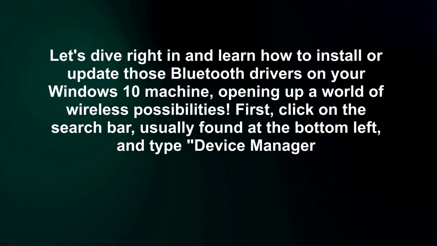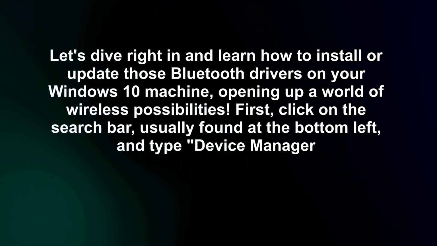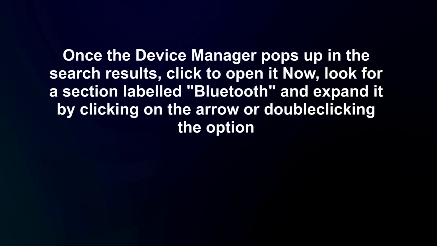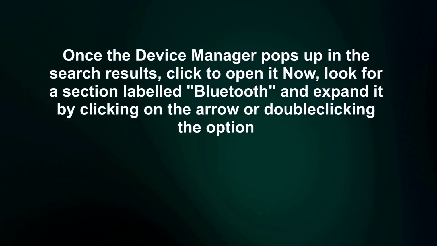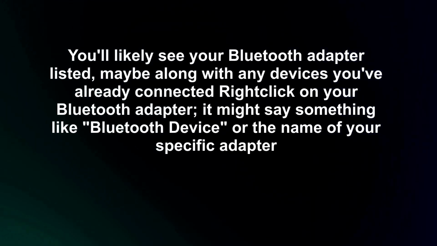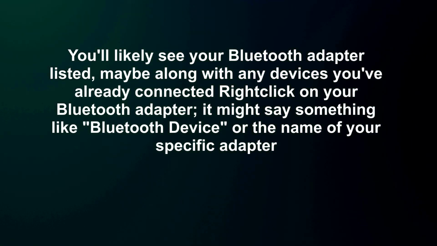First, click on the search bar, usually found at the bottom left, and type Device Manager. Once the Device Manager pops up in the search results, click to open it now. Look for a section labeled Bluetooth and expand it by clicking on the arrow or double-clicking the option. You'll likely see your Bluetooth adapter listed, maybe along with any devices you've already connected.